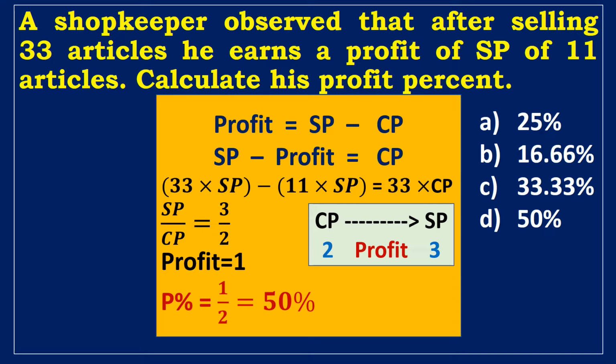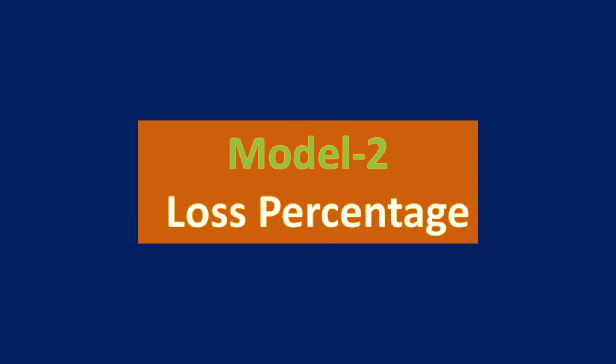The shopkeeper earned a profit by selling 11 articles would be 11 into the selling price. When these numbers are substituted into the calculation, we obtain 33 SP minus 11 SP equals 33 CP. Simplify the equation to get SP divided by CP equals 3 divided by 2. Here, the cost price is 2, the selling price is 3, and the profit is 1. According to the profit percentage formula, percentage profit equals profit divided by cost price, which is 1 divided by 2 or 50%. Let us now look at the second approach, loss percentage, for resolving profit and loss problems.